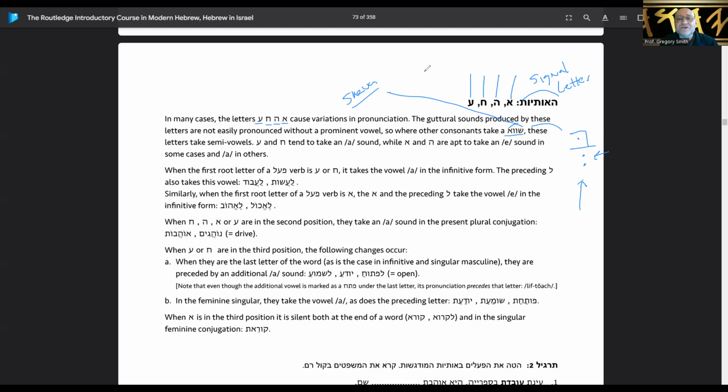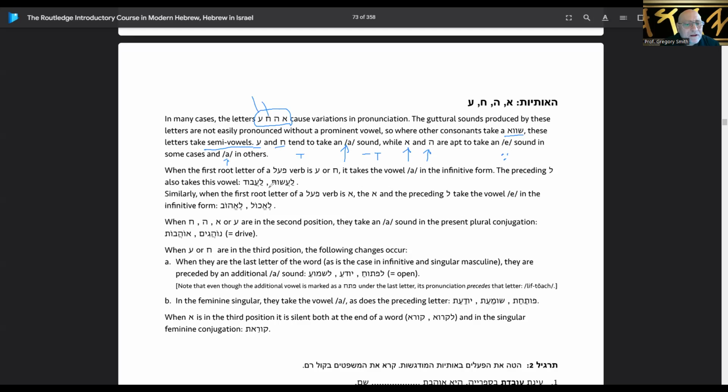Okay, so in other words, normally it would take the Shva, but if you've got one of these letters right here, Aleph, Hey, Chet, or Ayin, guess what? These letters take semi-vowels. So what does that look like? Ayin and Chet tend to take an A sound, so that's probably a patach or a kamatz. While Aleph and Hey are apt to take an E sound, so that would be like segol in some cases, and A in others. I've seen them take kamatz too.